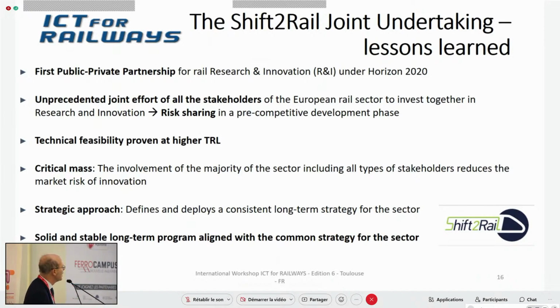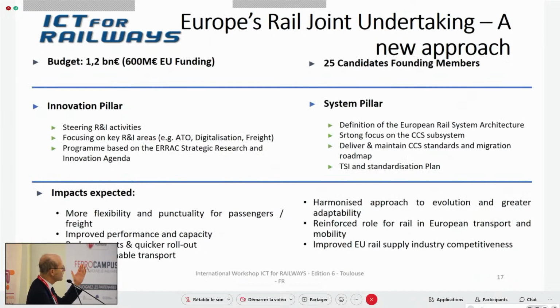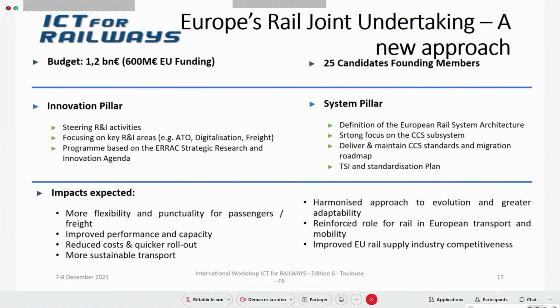If we go to the next slide now, I think it's been mentioned a few minutes ago about the innovation pillar and the system pillar. This is a new idea which came from the Commission. We have to be sure that everything will be done in a correct manner between the industry and the Commission on the system pillar, because the Commission thought that it was absolutely essential to define a European rail system architecture.